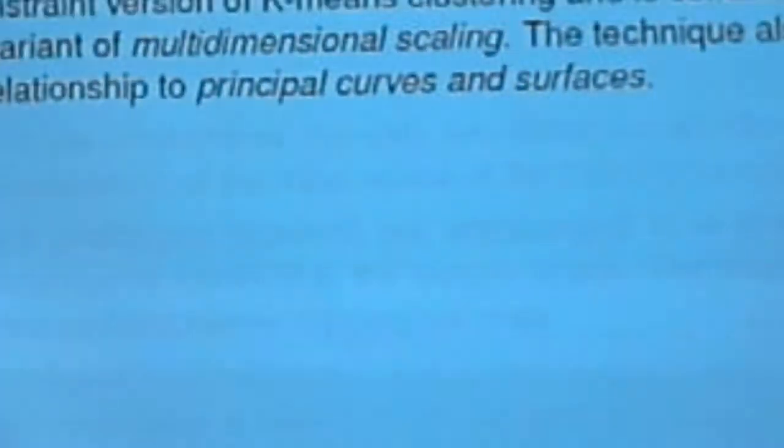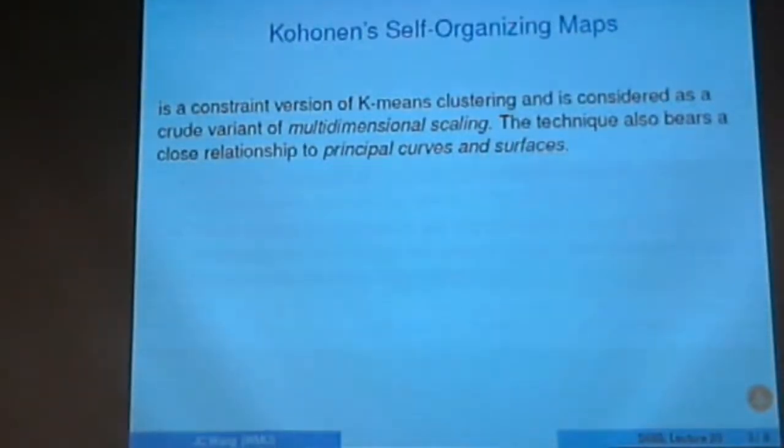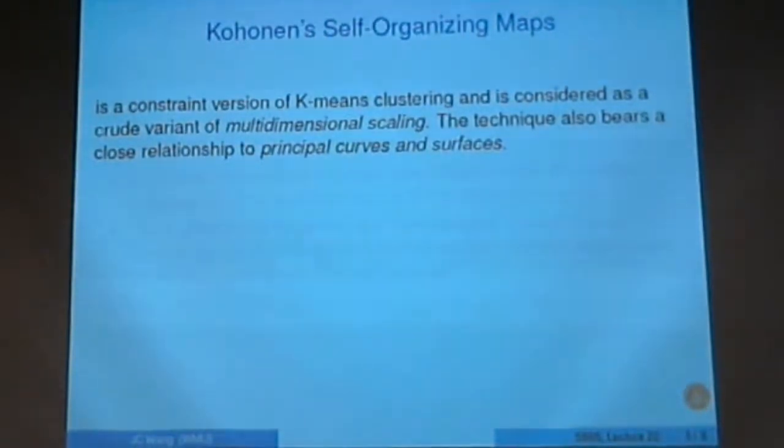This is a constrained version of k-means clustering in a sense, and it's considered as a crude variant of multi-dimensional scaling. There's a difference between MDS, multi-dimensional scaling, and the so-called self-organizing map. Basically, I just refer you to read this article from R News. It's right here.